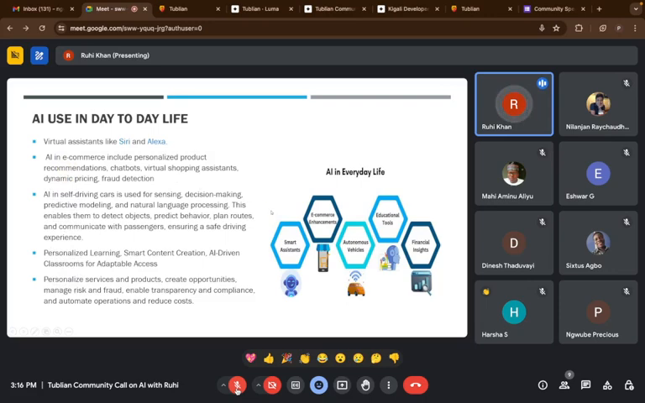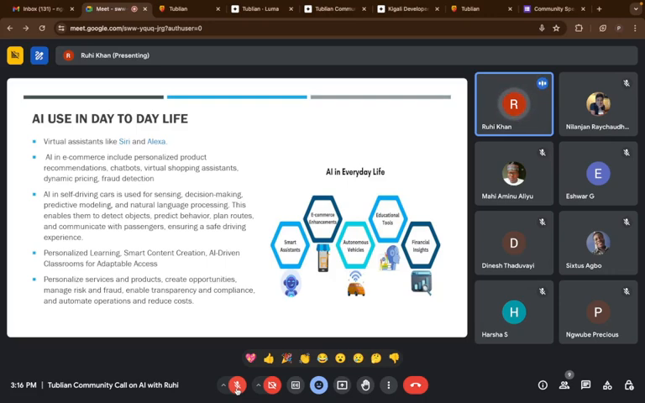Then the third is autonomous vehicles. In self-driving cars, AI is used for sensing, decision making, predictive modeling, and natural language processing. So this enables them to detect objects, predict behavior, plan routes, and communicate with the passengers, ensuring a safe driving experience.